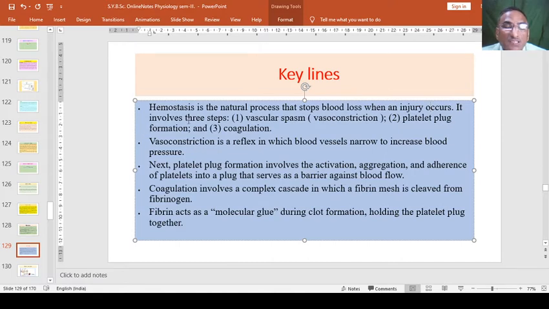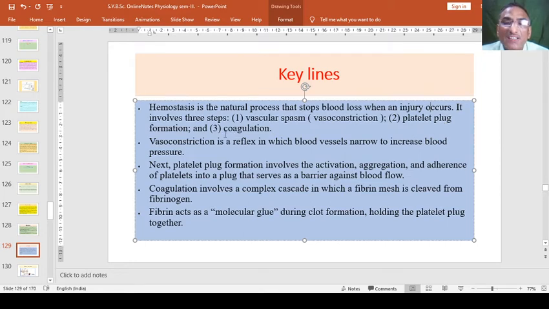Hemostasis involves basically three steps. First is vascular spasm, or we can say vasoconstriction. The cells constrict so that excess blood flow is minimized. Second, platelet plug. Platelet flow is stopped by the fibrin material so that the platelets form a plug and protect the body from the excess flow of blood.